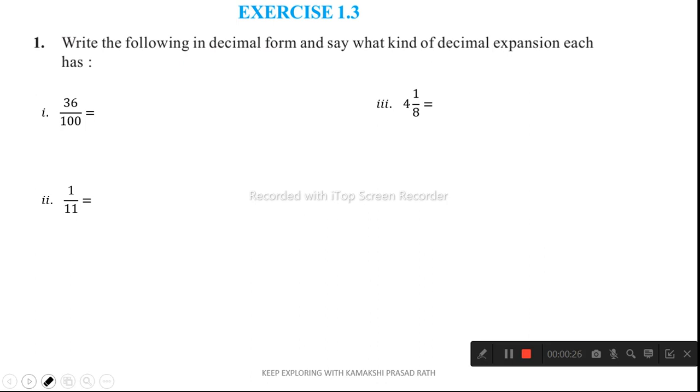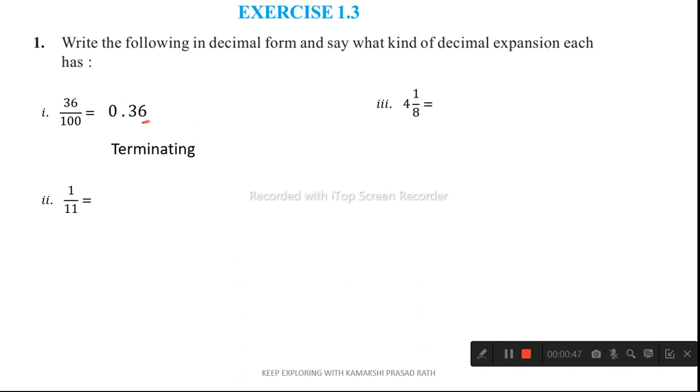Now 36 by 100 is a decimal fraction. So it can be easily converted to a decimal number, that is 0.36, and it is a terminating decimal expansion as the decimal places stop at two places. Now moving on with the next question, 1 by 11.